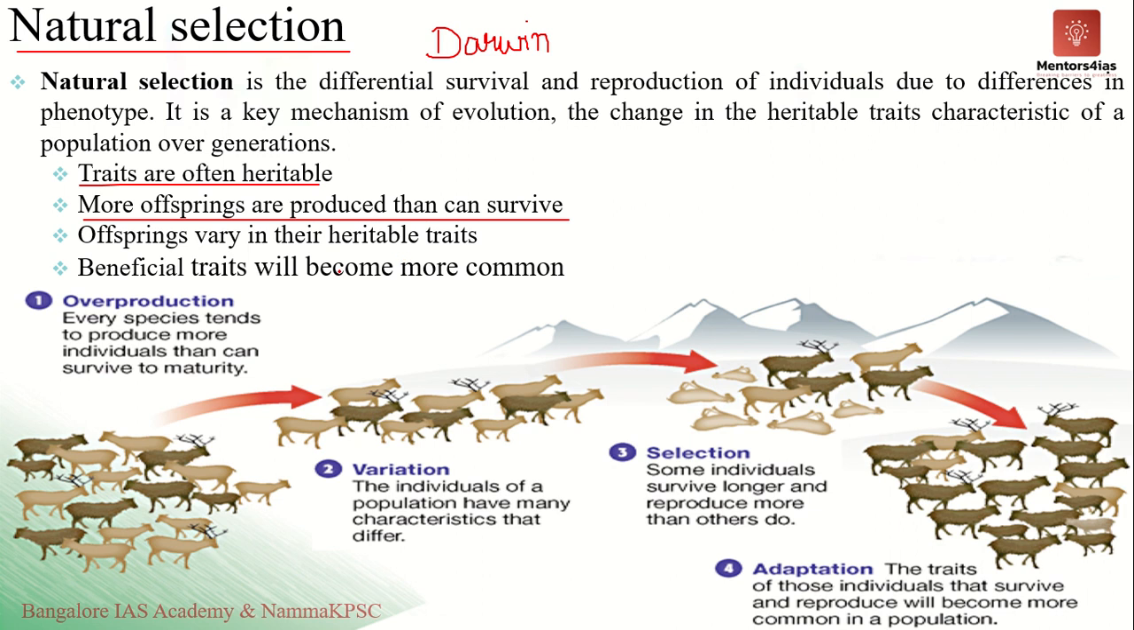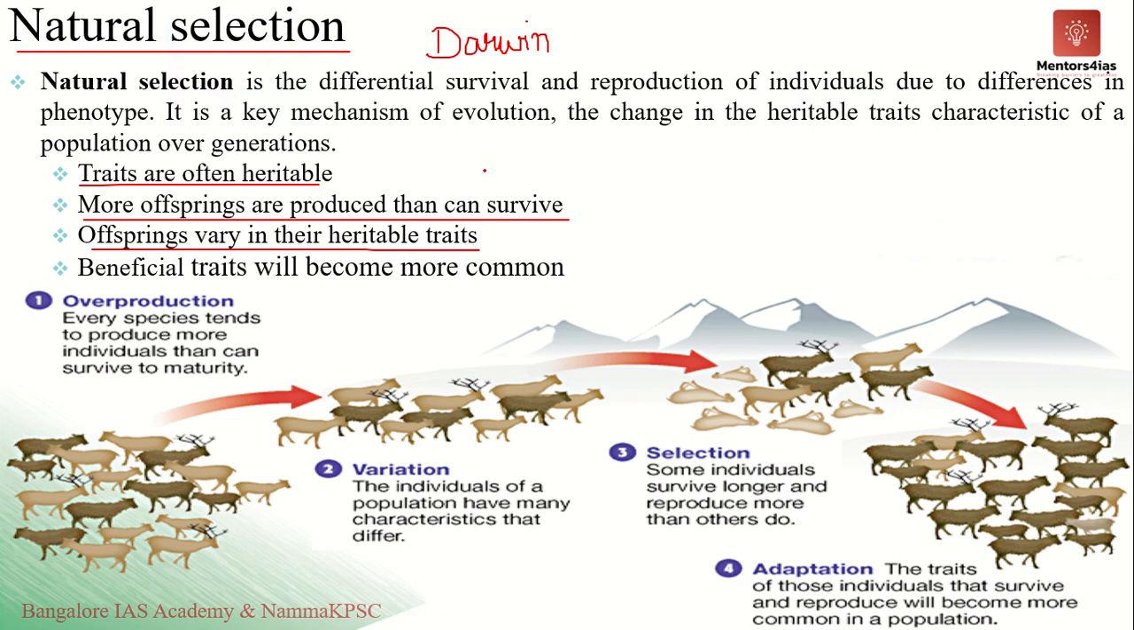The third point that we will consider is that offspring vary in their heritable traits. That is, the offspring in any generation will be slightly different from one another in their traits, and many of these features will be heritable.